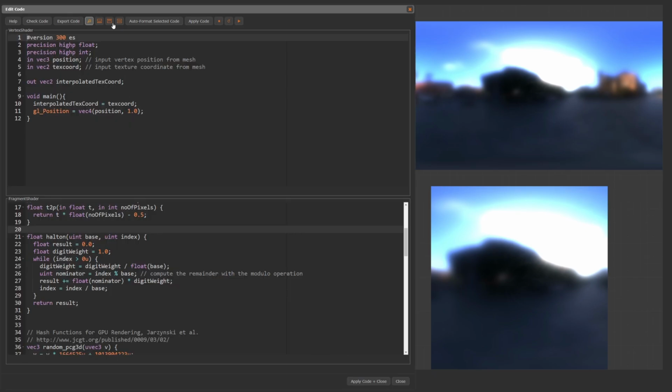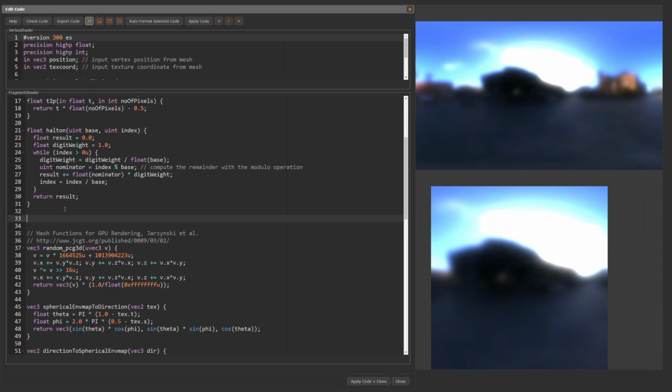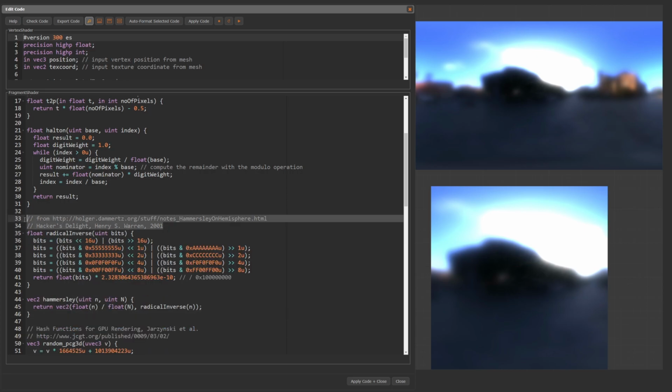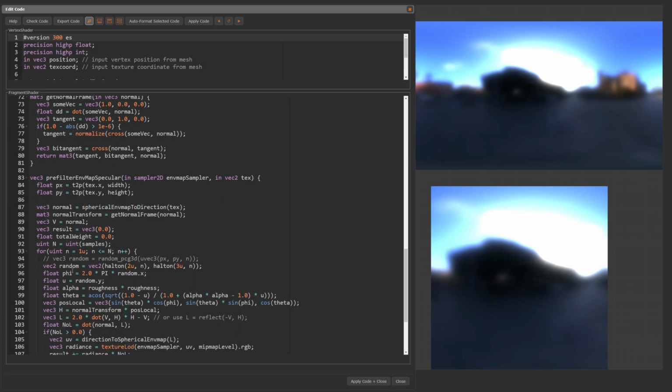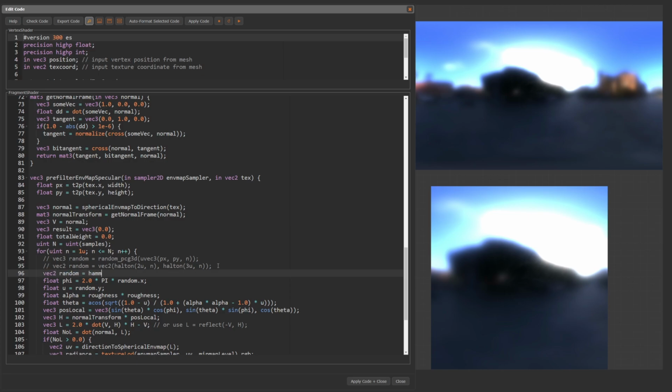I will copy the code of the 2D Hammersley sequence into the shader, such that you can experiment with it. This is a reference to the source. vec2 random equals Hammersley n, capital N. The result is very similar.